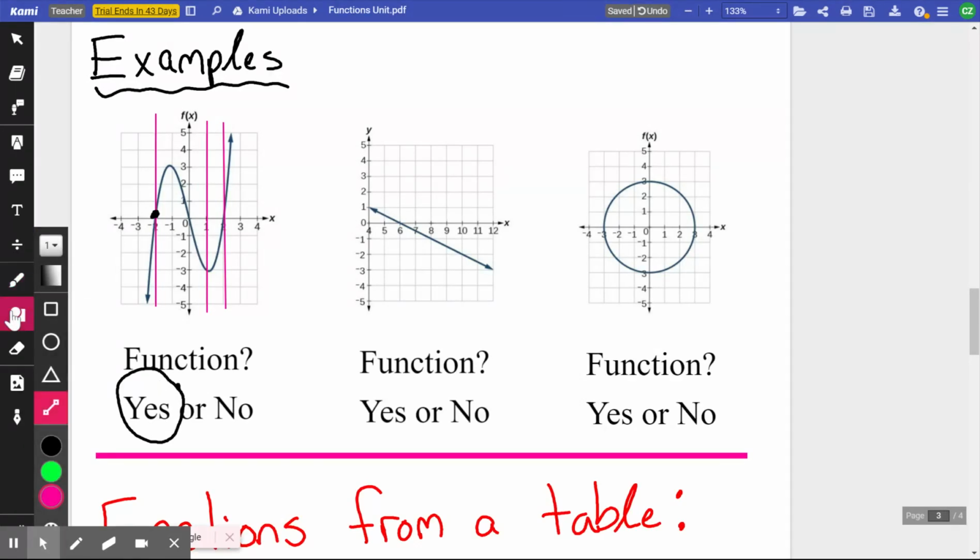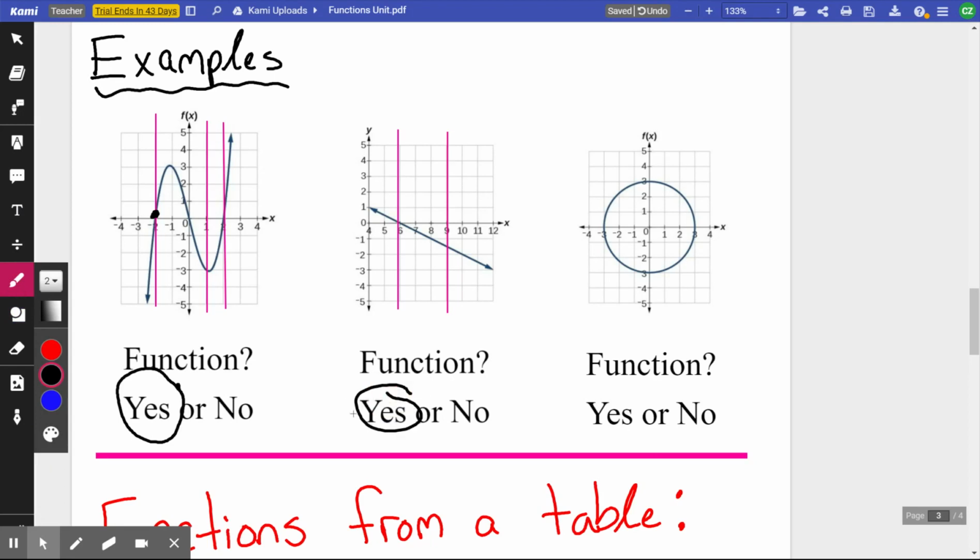Okay, I can do the same thing for this line. Notice this has a negative slope. Okay, so when I go to draw some vertical lines in here, ooh, that was a bad example. Okay, so like that's a vertical line. It's only hitting one spot. Again, there's a vertical line. It's only hitting one spot. And I can draw vertical lines all the way down this line and only hit ever in one spot. So yes, this is a function. My last example is this circle. Okay, maybe I draw my vertical line here.